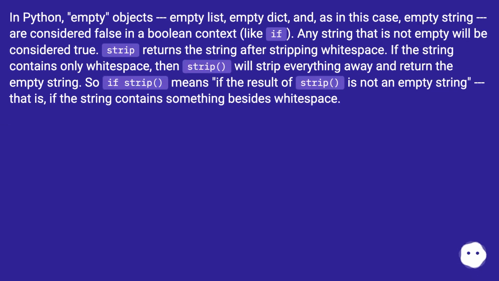In Python, empty objects, empty list, empty dict, and, as in this case, empty string, are considered false in a Boolean context, like if. Any string that is not empty will be considered true. Strip returns the string after stripping whitespace. If the string contains only whitespace, then strip will strip everything away and return the empty string. So "if x.strip()" means if the result of strip is not an empty string, that is, if the string contains something besides whitespace.